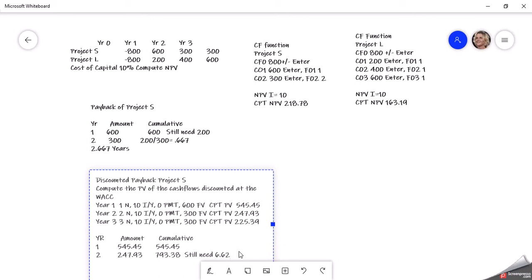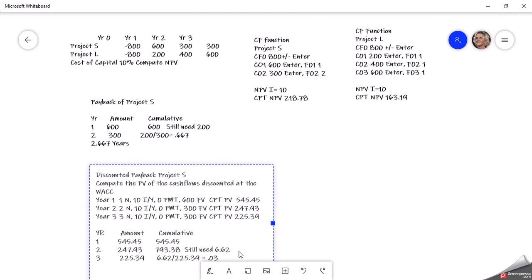So then obviously in year 3, I'm going to get there. In year 3, I've got 225.39 coming in, but all I need is the 6.62. So if I divide that by the 225.39, I get 0.03. So it's 2.03 years is my discounted payback.